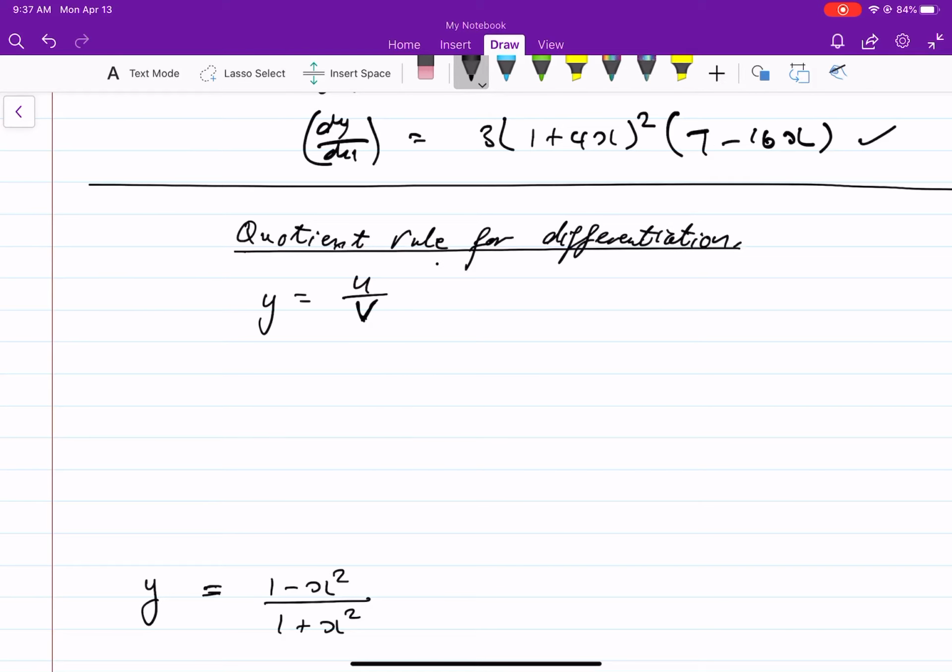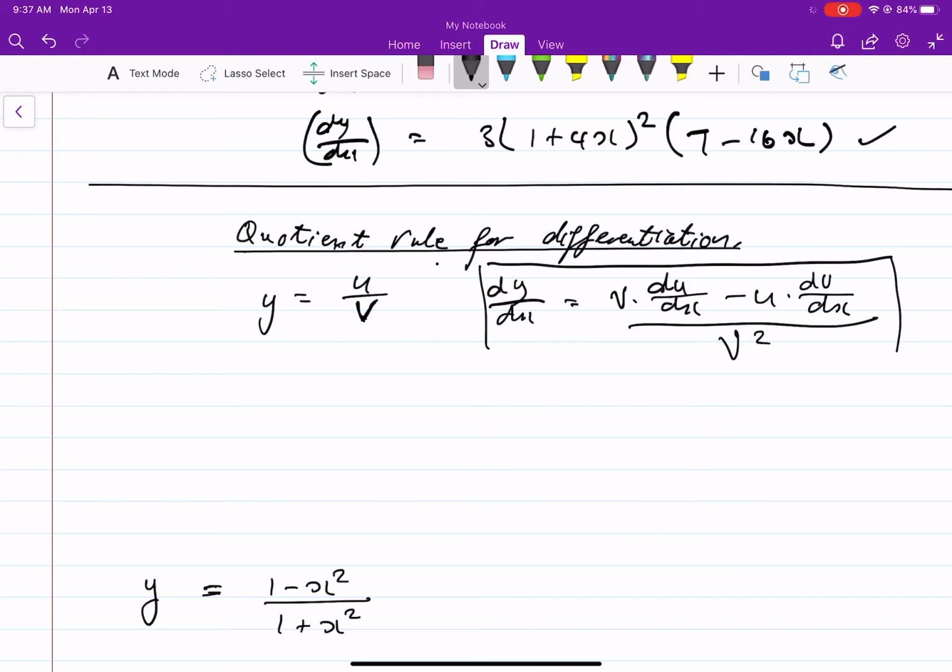dy/dx is equal to v times du/dx minus u times dv/dx, all divided by v squared. So this one is even a little more complicated than the product rule. That's the expression for dy/dx.